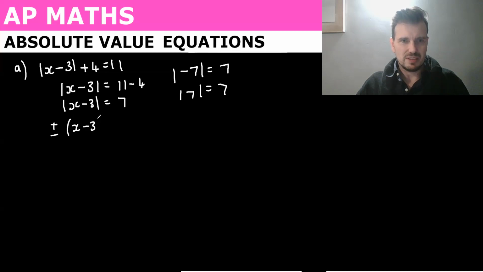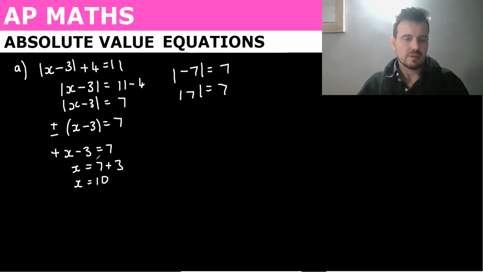x minus 3 equals 7. Or I can then say, so plus x minus 3 equals, and so that is going to be x equals 7 plus 3 when it goes across, and that's going to give me 10. So that's the plus one. 10 minus 3 is 7. The absolute value of 7 is 7.